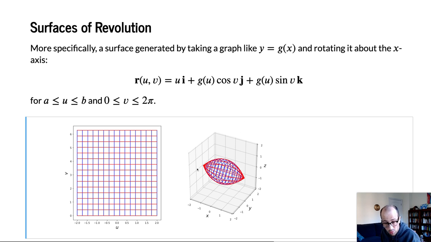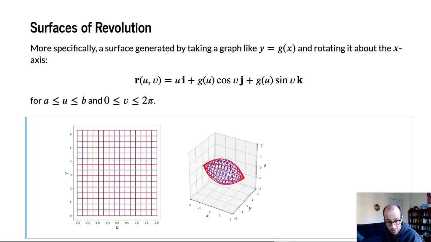So if you fix a u, you pick a position along the x-axis, and you watch v vary, it's just going to make a circle, because I'm going to revolve this thing around the x-axis. The radius of that circle is the value of the function g at u. So you fix u, that fixes a position along x. g of u tells you the radius, and then v, by varying, takes you around that axis here.